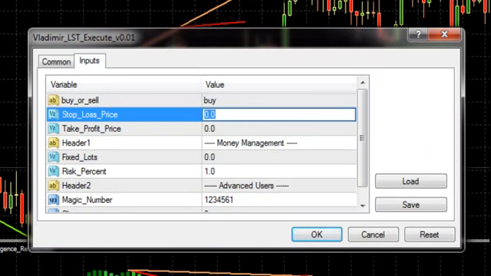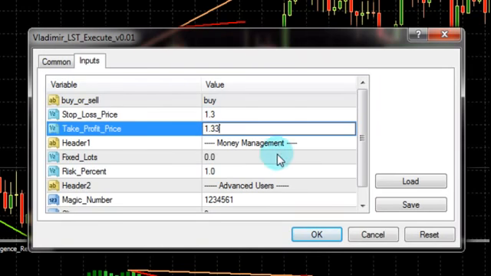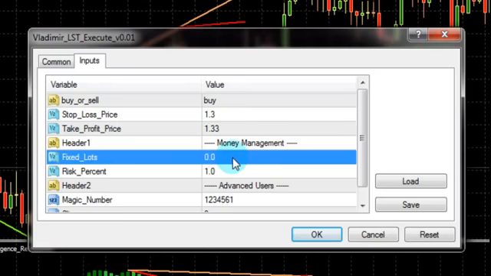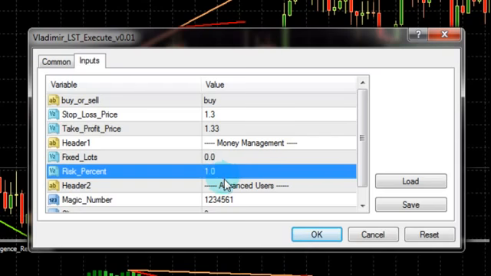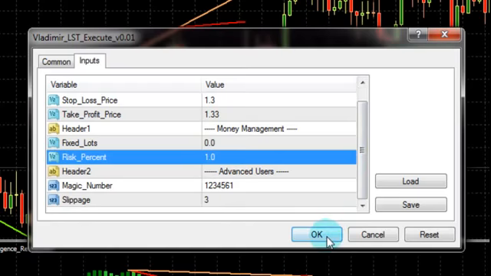This is the chart right now. 130.95 is the price. Let's say 130 is my stop, 133 will be my profit. I can set a fixed lot size, or I can choose the risk percent. I choose to trade with the risk percent. It's 1%. I press OK.